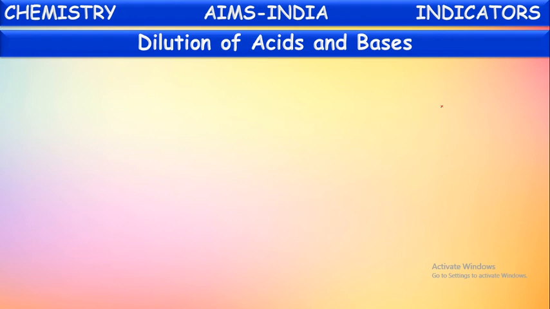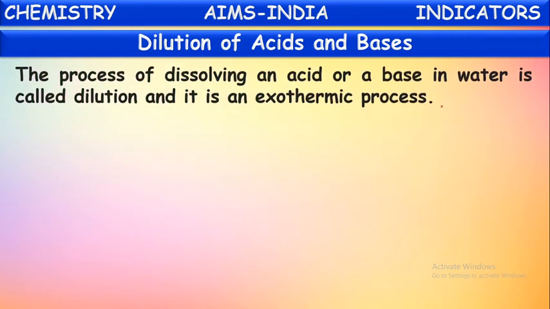Diluted means water added. The process of dissolving an acid or base in water is called dilution and it is an exothermic process. What does exothermic mean here? Exo means evolution. Exothermic means heat energy is evolved. The dilution process means addition of water to acid or base, or addition of acid or base to water, is called dilution of that acid or base. This dilution process is a heat releasing process, that is, an exothermic process.